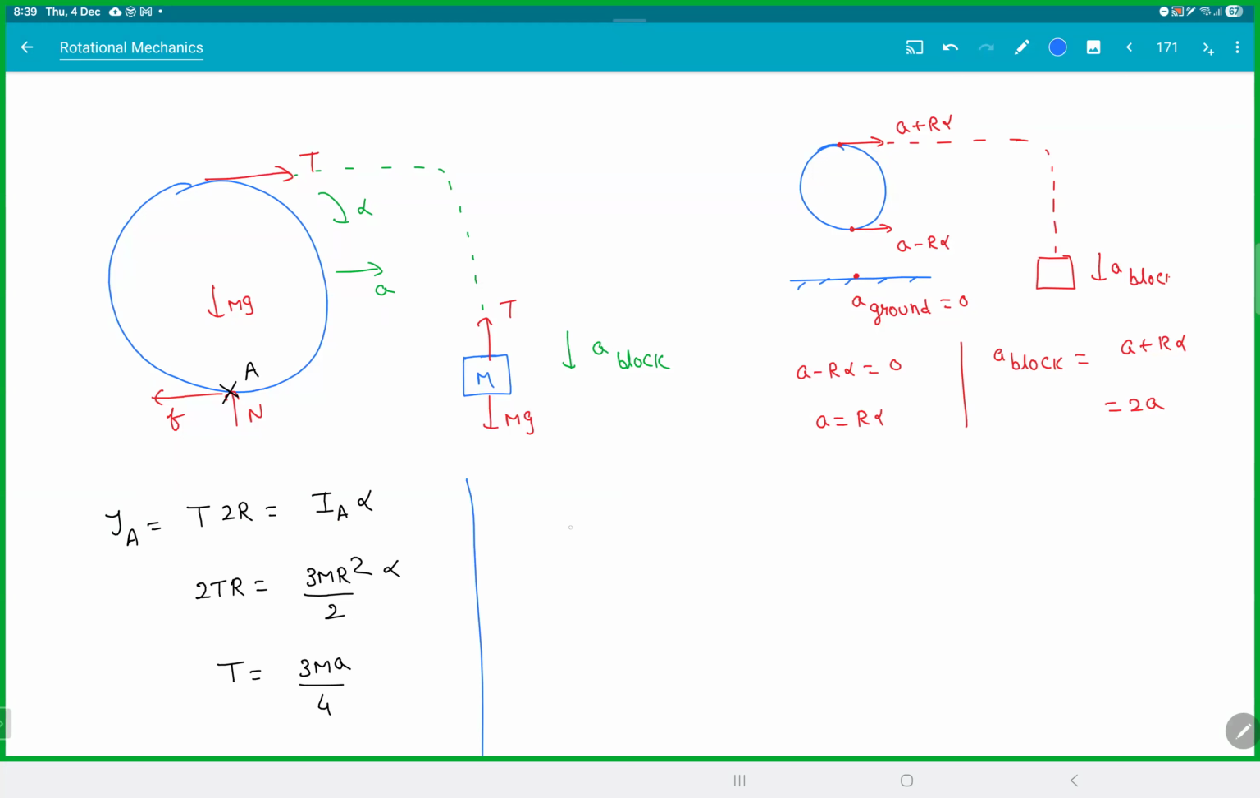For the block, mg minus T is equal to m into A block. T will be 3mA by 4, and the block acceleration is 2A. That will be 4 to 8, 8 plus 3, 11mA by 4. So the acceleration of the cylinder, this A, is 4g by 11. Acceleration of the block will be twice of this, 8g by 11. Check.